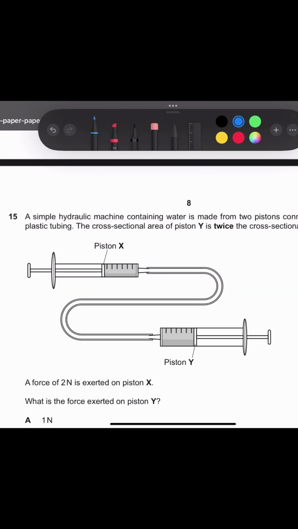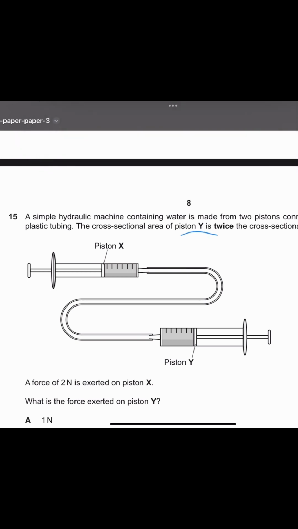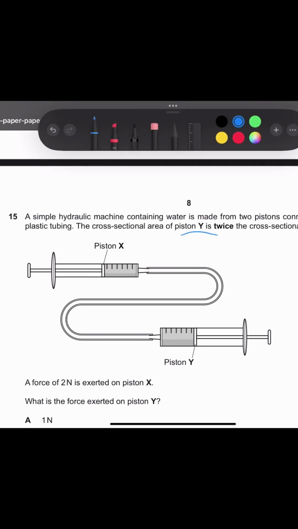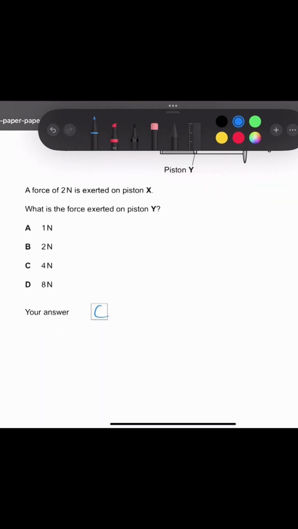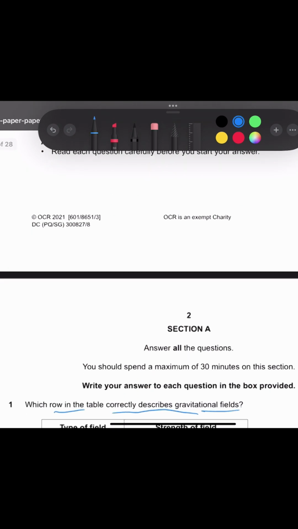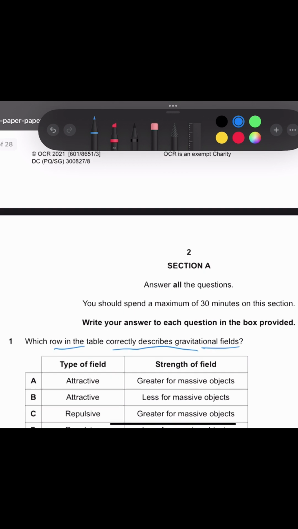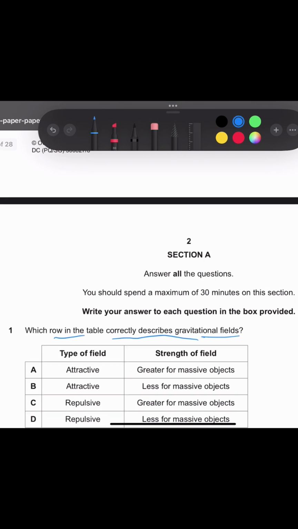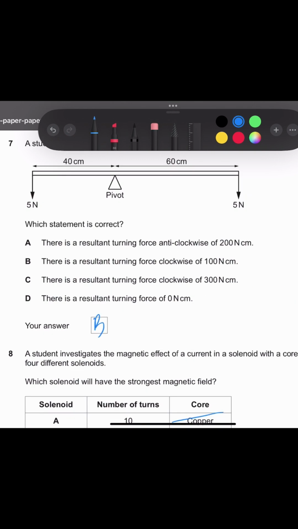And so the simple hydraulic press machine, the water is going to be made out of the 2 pistons, which are interconnected between each other. And what is the force exerted on piston X is 2N? What's going to be the force exerted on Y? And so it will be double that, C. And the reason it will be double this is because the cross-sectional area of piston Y is twice the cross-sectional area of piston X, so that means that you're going to be timesing it.